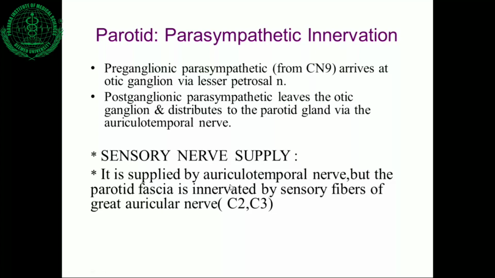The parotid fascia of this one is innervated by the great auricular nerve. The great auricular nerve emerges at the posterior border of the sternocleidomastoid at Erb's point. It passes parallel and superior to the external jugular vein and supplies the ear and preauricular region. This is regarding the nerve supply to the parotid gland.